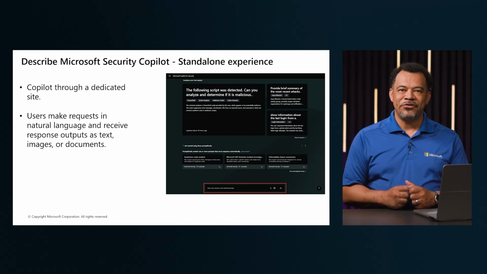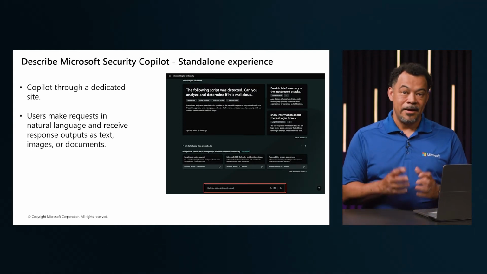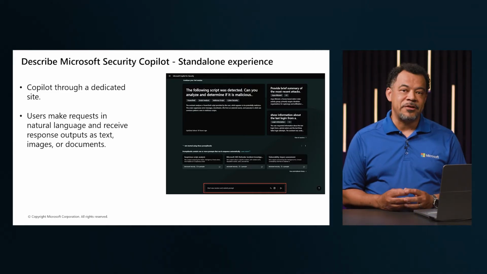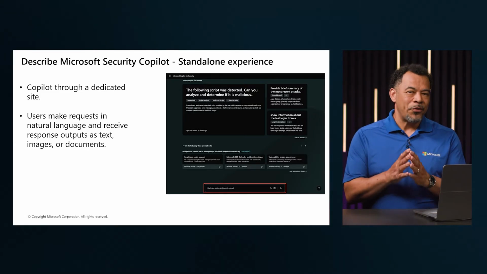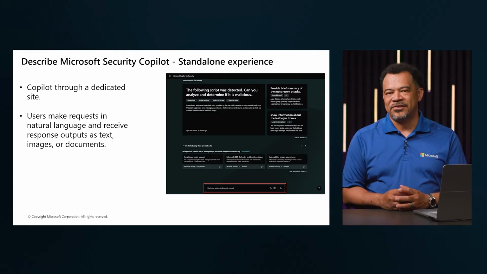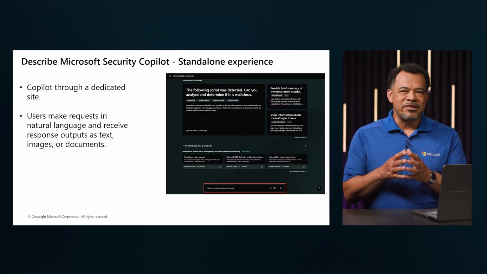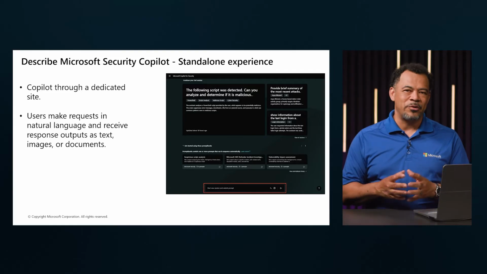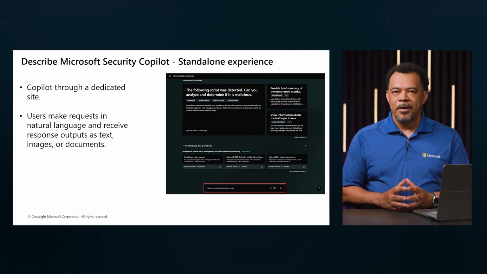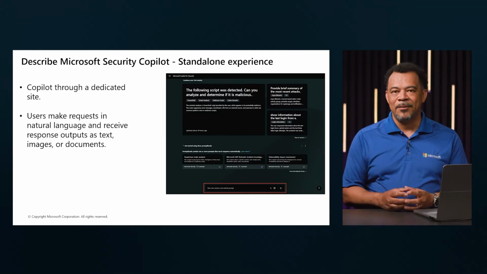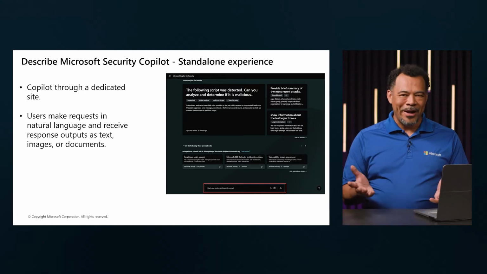There are two ways to use Microsoft Security Copilot: the standalone experience and the embedded experience, and each offers a different kind of interaction. With the standalone experience, you access Copilot through its own dedicated site, its own portal. It's a more open-ended chat-style interface where you type natural language prompts into a prompt bar. Copilot then responds with text, images, or documents, kind of like having a security-focused AI assistant to help you directly.